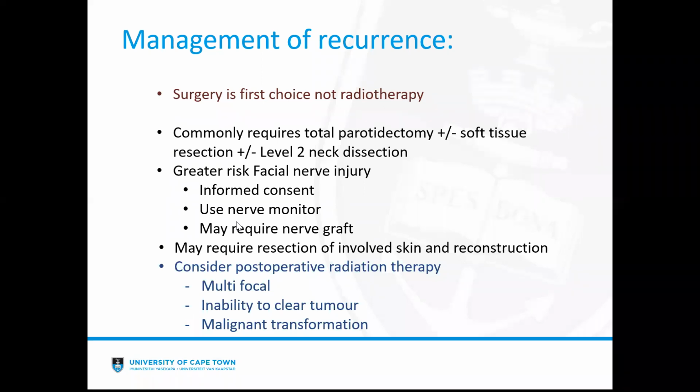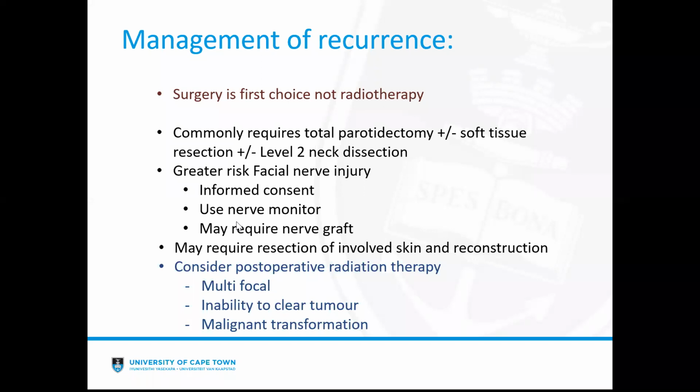Where revision surgery is performed, it typically requires a total parotidectomy, often with soft tissue resection and level 2 neck dissection. As I stated earlier, there's a significantly greater risk of facial nerve injury due to scarring and multifocal tumor adherence, requiring that the patient is fully consented and informed. Facial nerve monitoring is optimal, and one should be prepared for a potential nerve graft and flap reconstruction of the skin defect.